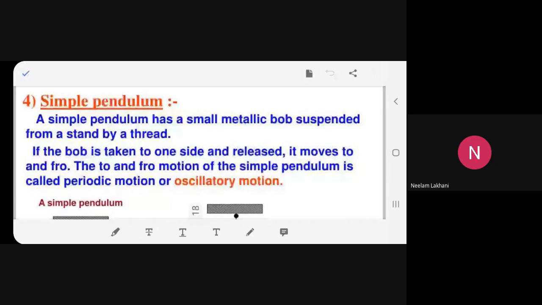Simple pendulum. A simple pendulum has a small metallic bob suspended from a stand by a thread. If the bob is taken to one side and released, it moves to and fro. Beta, there's a comma. After released, there is a comma, isn't it, beta?